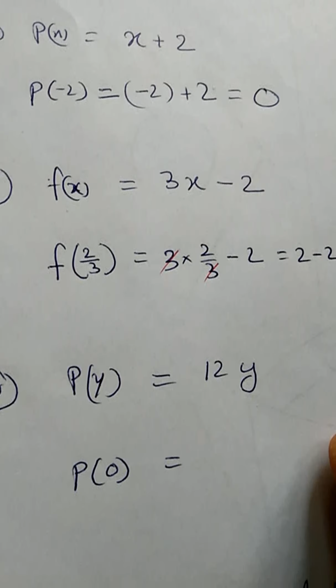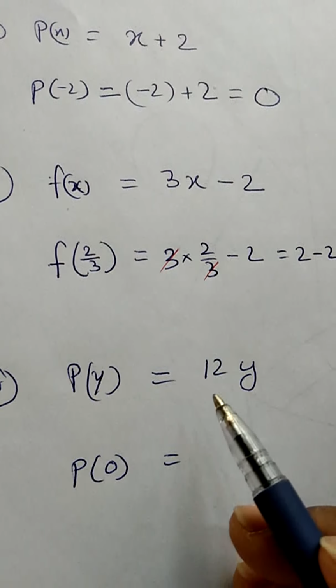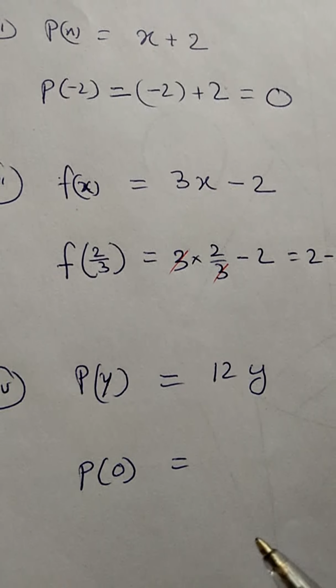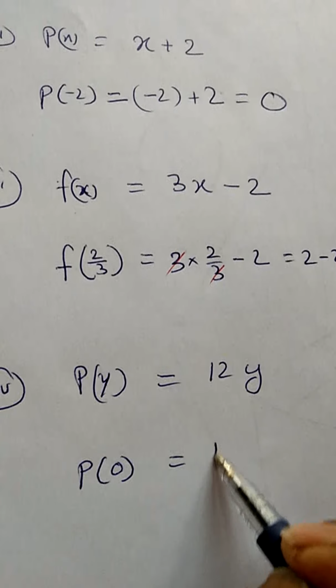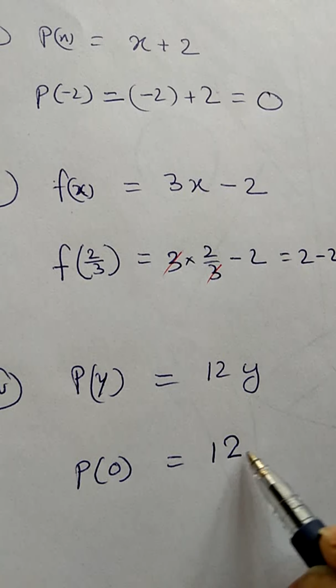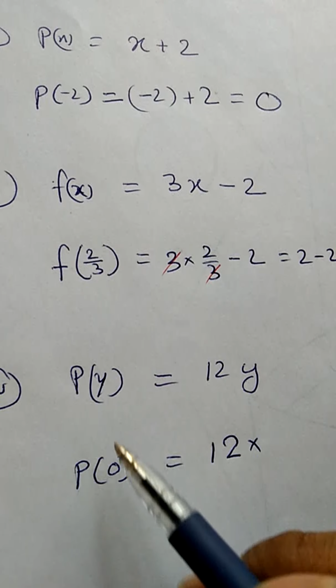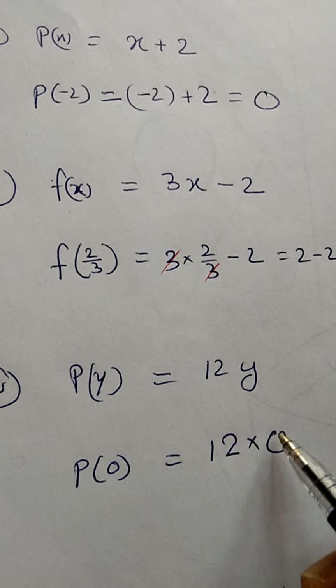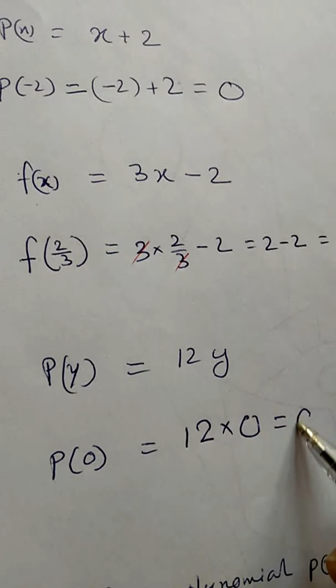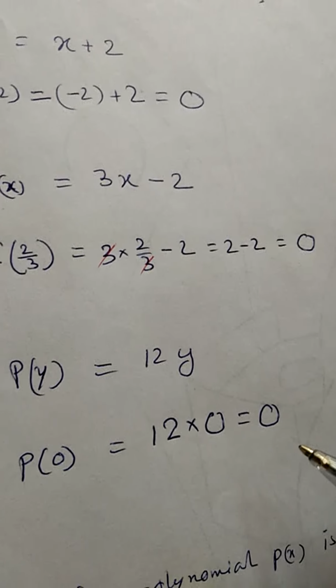One more example of a polynomial, p(y) = 12y is given. So there you have to find p(0). So 12 into, in place of y, here 0. So here also y will be replaced by 0. 12 into 0 is 0.